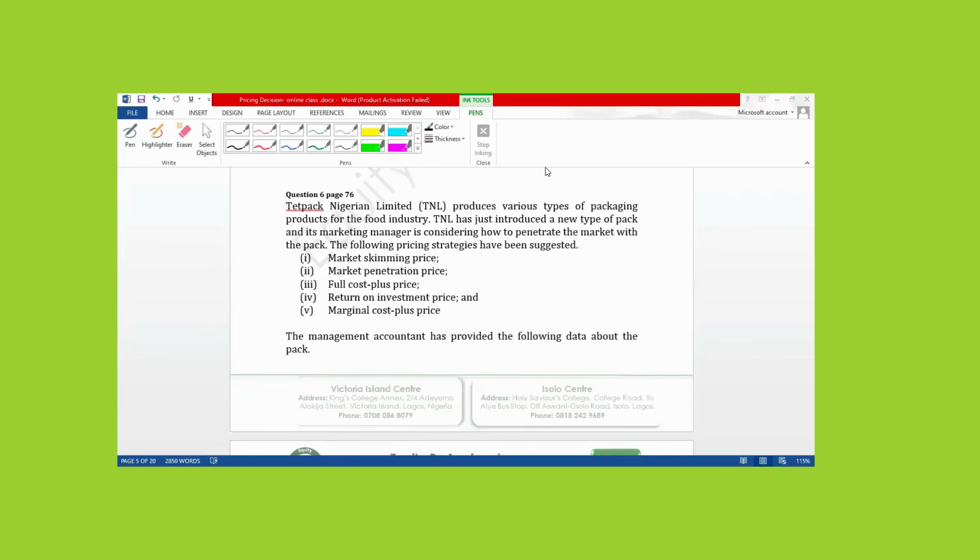Number 4 method, return on investment pricing. So you are going to tell us, what is return on investment pricing? When can we use return on investment pricing for our products?